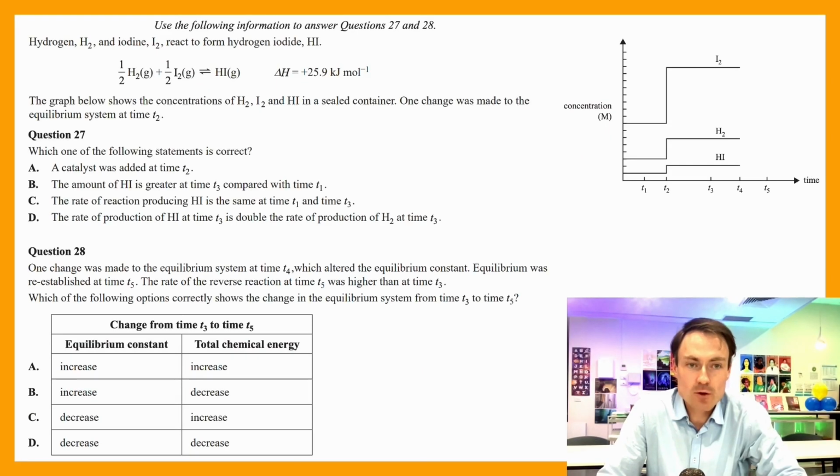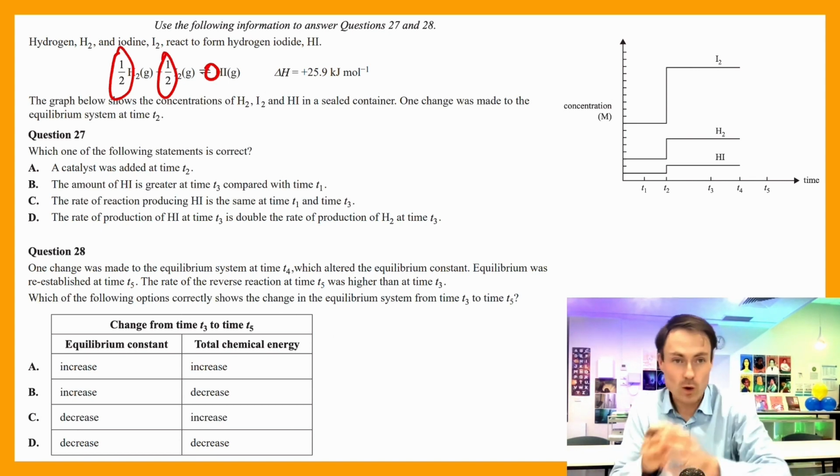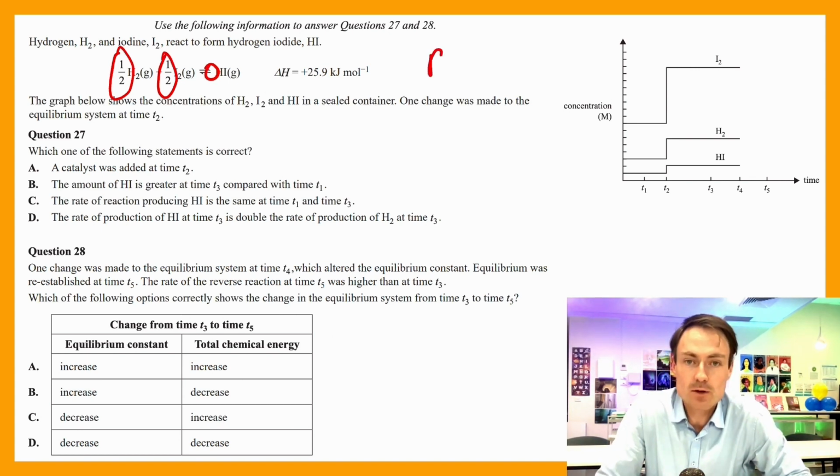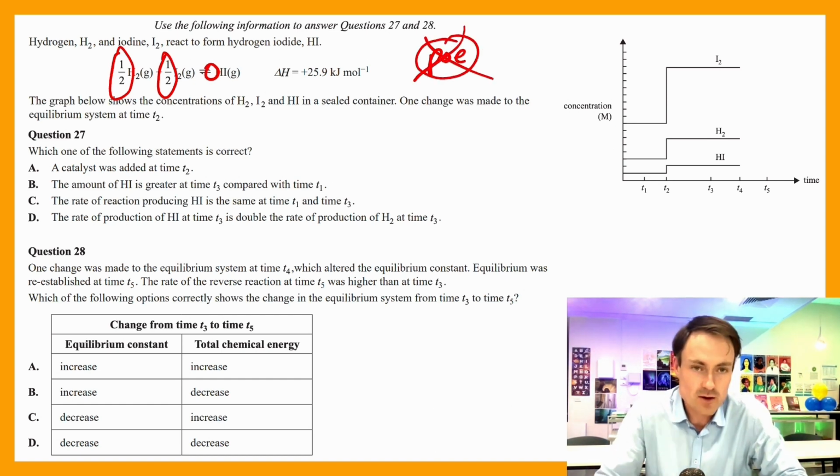Hydrogen and iodine react to form HI. So interestingly, there's the equation. They've got the same number of moles on each side. So it's one of those 1-to-1 equilibria where changing the volume, the concentration, does not result in a position of equilibrium shift. It's just interesting to notice at this stage.